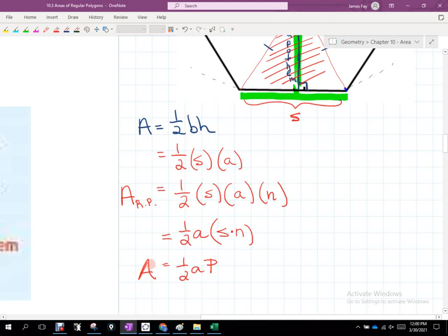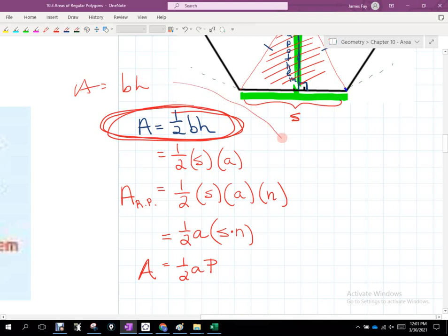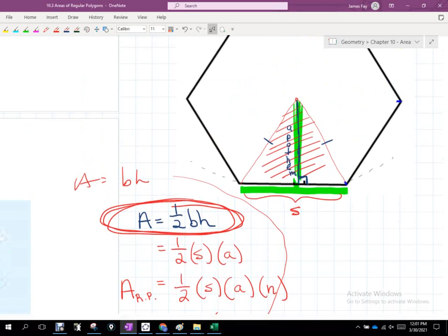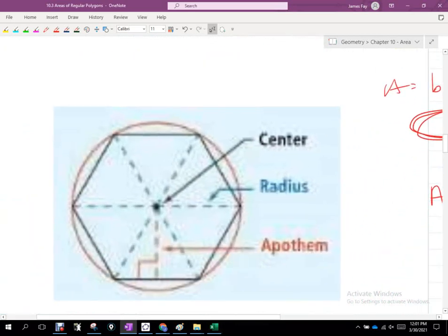Okay? Now, real quick, here's my question. What shape did we get that area formula from? A rectangle, right? So do you see, now it might be far-fetched, but do you see that because of the area of a rectangle, we can generate the area of a regular polygon? And what that does for us, guys, is that allows us to have one formula.